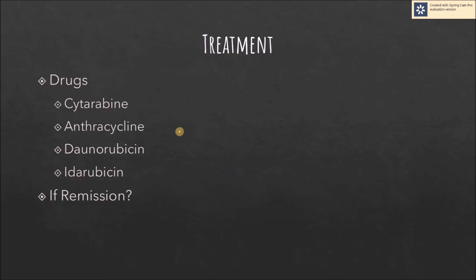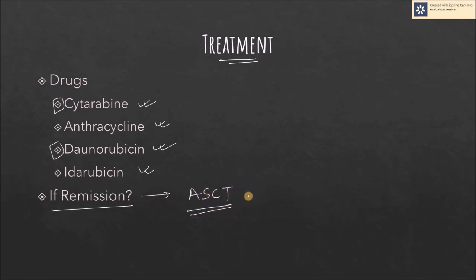Okay. So coming to treatment, the drugs are cytarabine, anthracycline, daunorubicin, and idarubicin. The most common combination is cytarabine and daunorubicin. If there is remission, we will go for allogeneic stem cell transplantation.